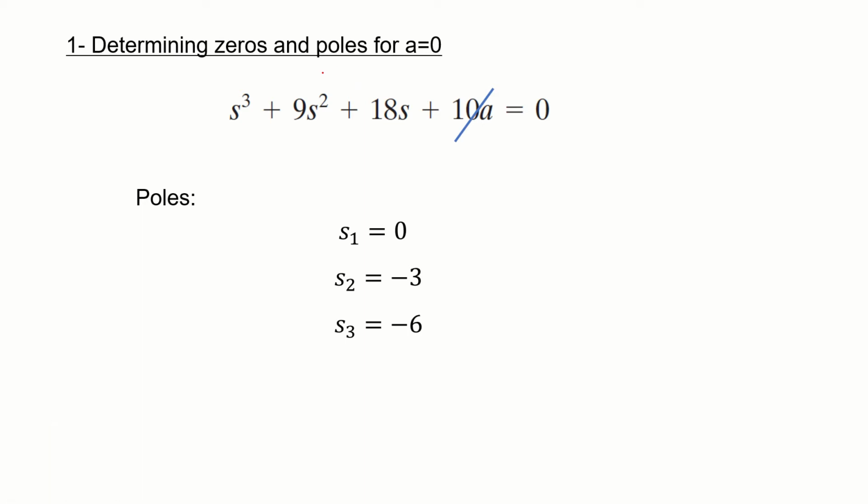So of course the first step of the root locus plot is to determine zeros and poles for a equal to 0. So we'll take the characteristic equation, and of course we don't have this term here, and we will solve this third order polynomial equal to 0. And we get three poles of our root locus or of our transfer function, which are s1 equal to 0, s2 equal to minus 3, and s3 equal to minus 6.